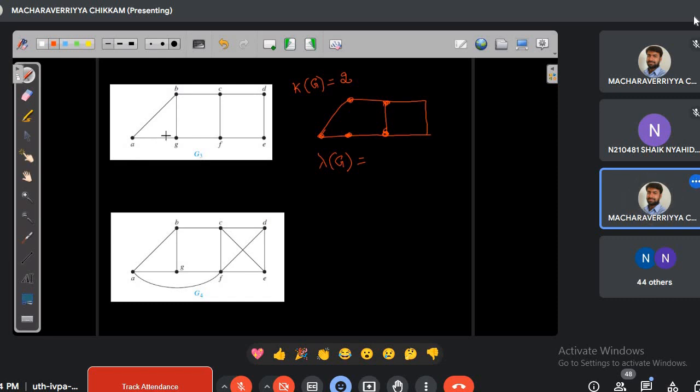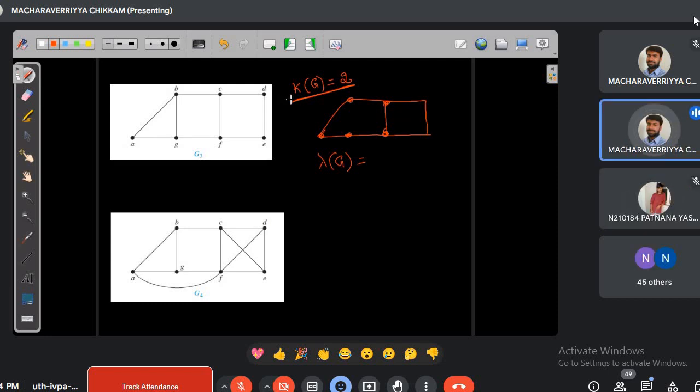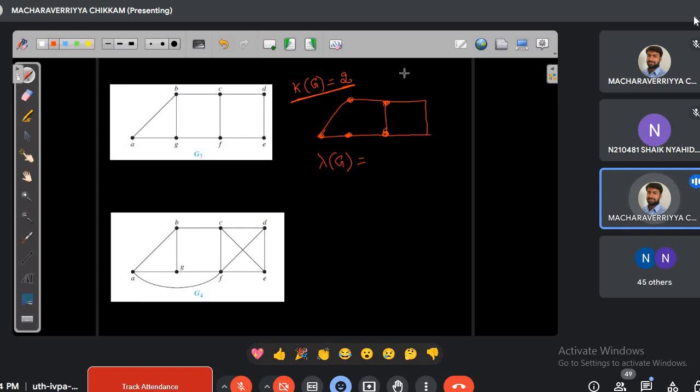It's not degree. Okay, this K of G represents the minimum number of vertices that need to be removed so that the graph becomes disconnected. Those vertices here you can take BG. Not only BG, you can take even CF. Even if you remove C and F, these two vertices, the graph becomes disconnected.